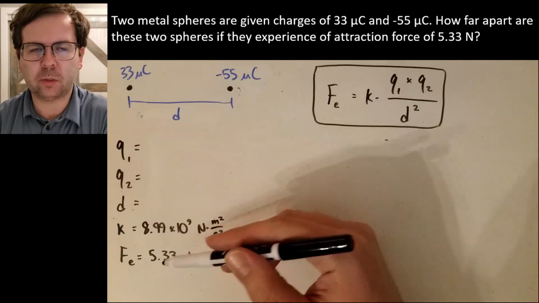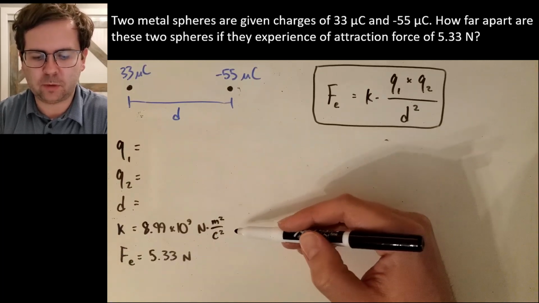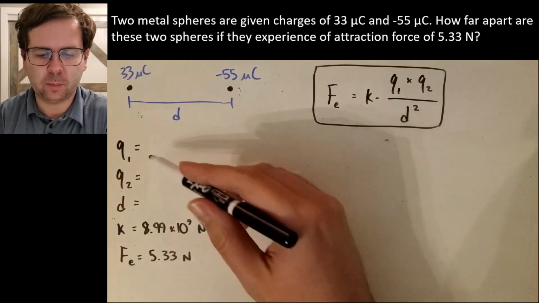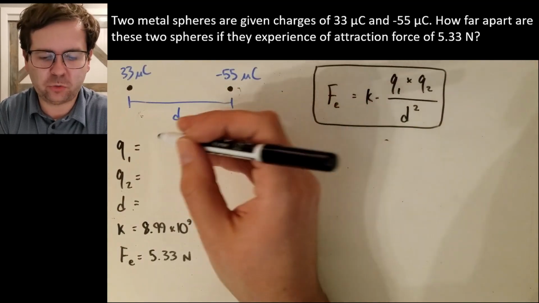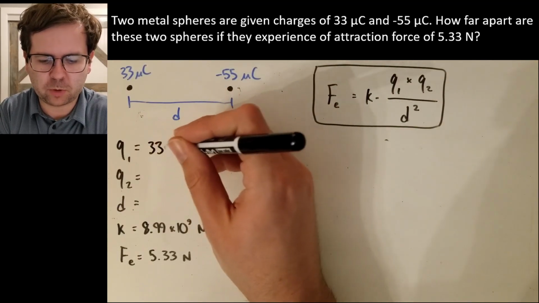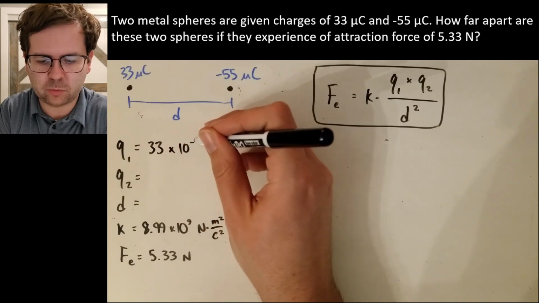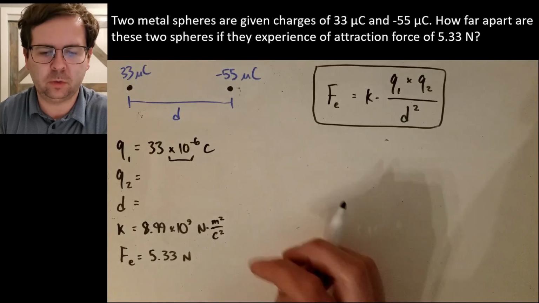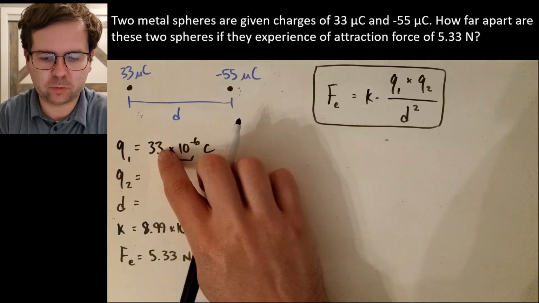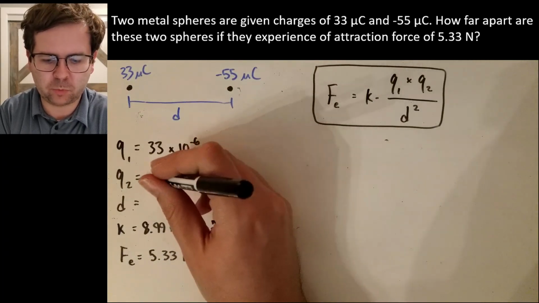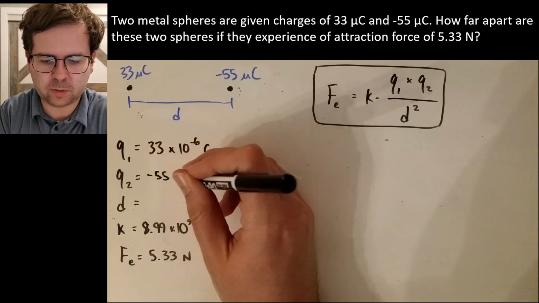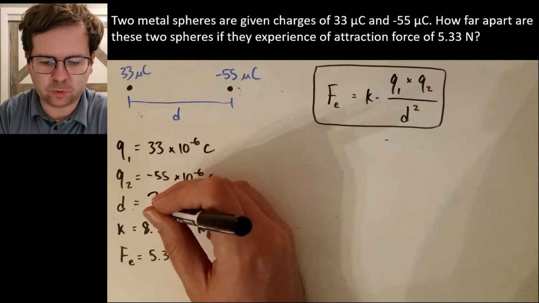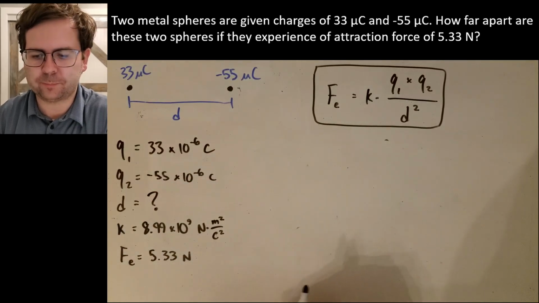So I'm going to start by listing things that I know. I've got the K constant here. I've got 5.33 newtons for my force. I know my charges here are 33 microcoulombs. I'm going to rewrite that as 33 times 10 to the negative 6 coulombs, because this 10 to the negative 6 is what micro signifies. And then I'm going to write this one as negative 55 times 10 to the negative 6 coulombs. And then the distance is our unknown value that we're looking for here.